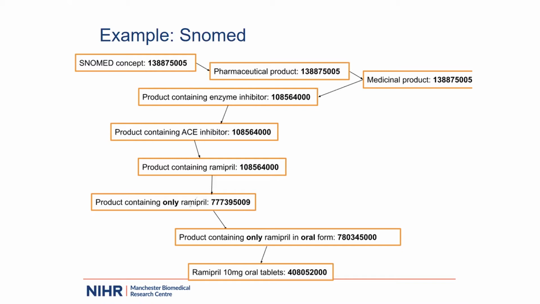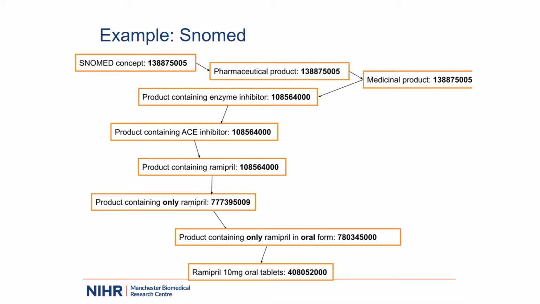You've got a code for product containing only ramipril, and this is because you can get drugs in sort of polypills where there's more than 1 drug in a single pill, and so presumably there are other codes for product containing ramipril and something else. And then from that you then go to product containing only ramipril in oral form, and then you get down to the tablets. So again, you'd have codes saying products containing only ramipril in, well, any other form you can think of.